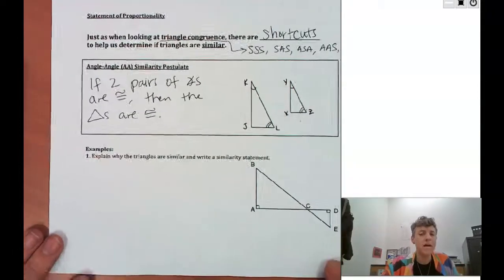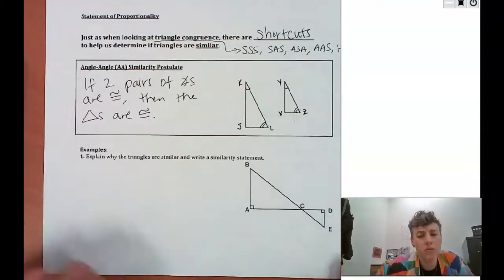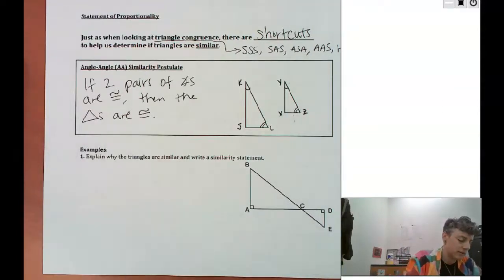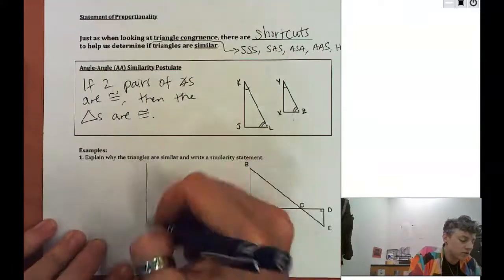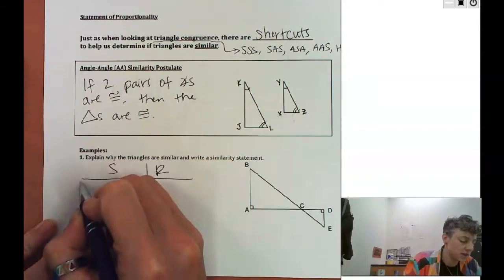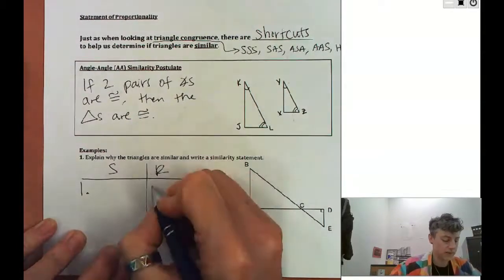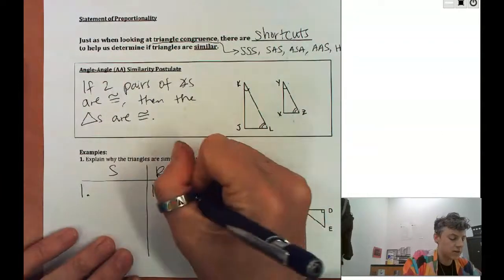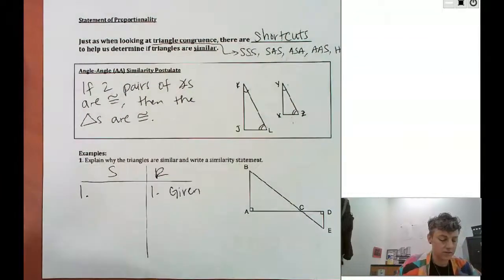Ooh, let's do an example to explain why the triangles are similar and write a similarity statement. We're going to write us a little two-column proof, bringing it back. Some statements and some reasons. All right, we know our first reason is going to be given. What are we given in here? What's written for us in this picture?